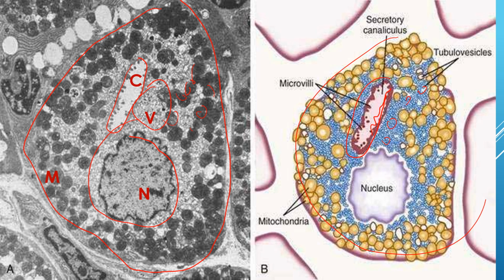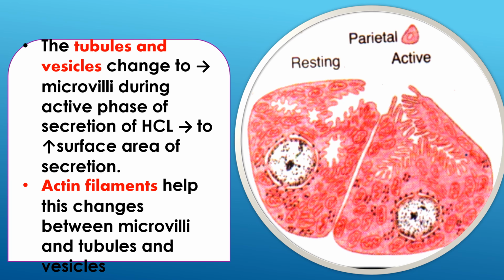Okay, let's see the function of this tubulo. Now, let's talk about the canaliculi and tubulovesicular system. What is their function? Their function is to increase the surface area for production of HCl. So, if we have two types of cell, resting and active parietal cells, can you guess which type is going to have many tubulovesicular and canalicular systems? Yes, in the active cell, can you see here that we have many branched tubulovesicular systems and canaliculi? Why? In order to increase the surface area.